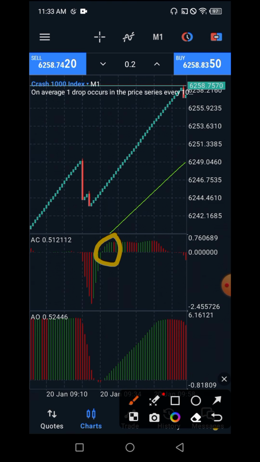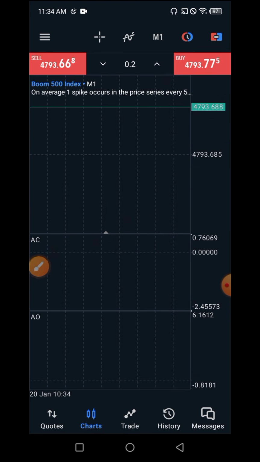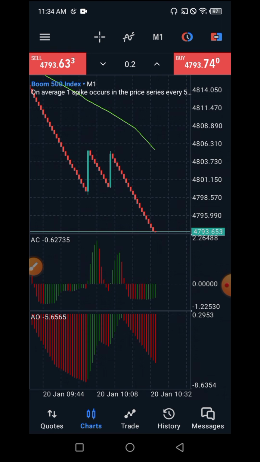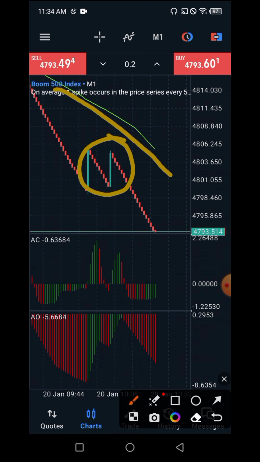So guys, let me show you Boom 500. Let's check our Boom 500. Here is Boom 500. We missed this one also, as you can see here. We missed it because our condition was met. It dropped, the first drop here, and it has to spike back.